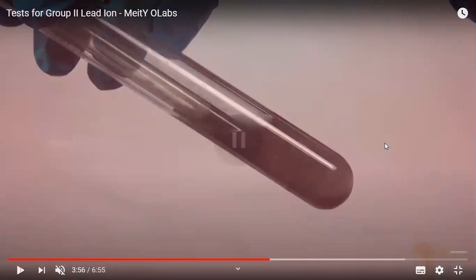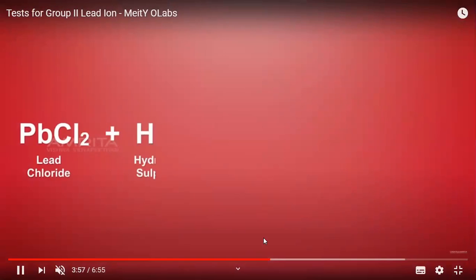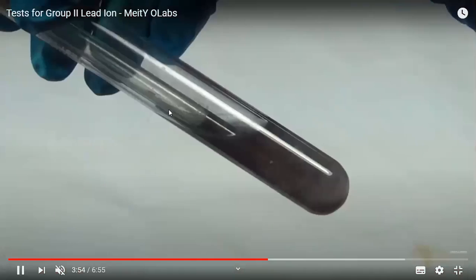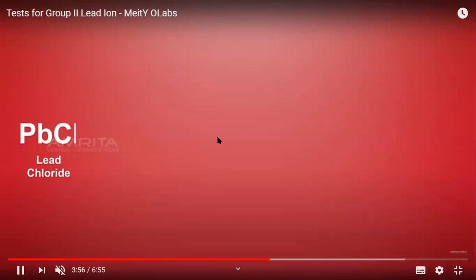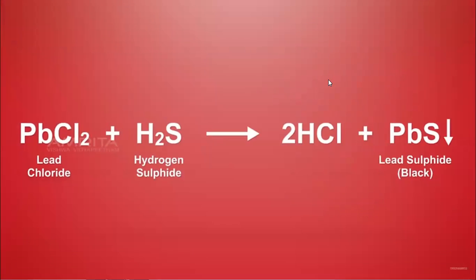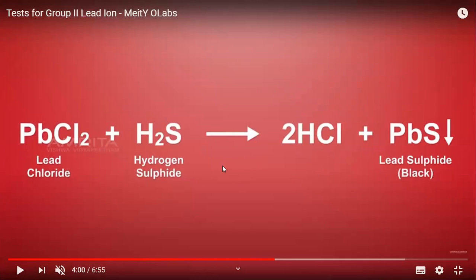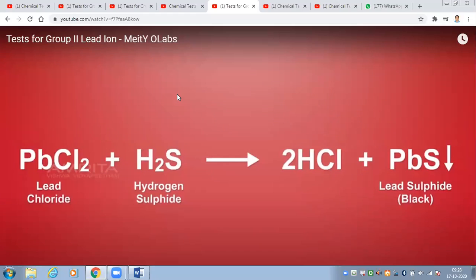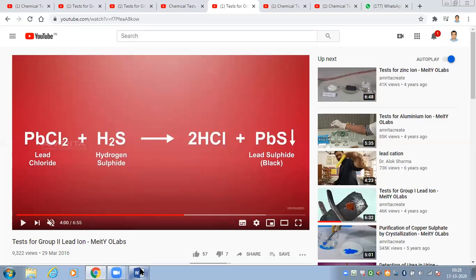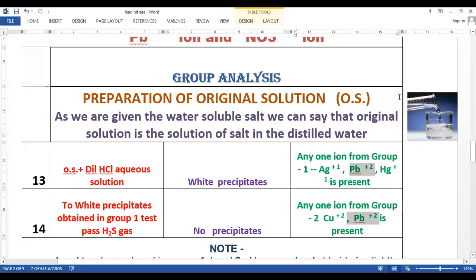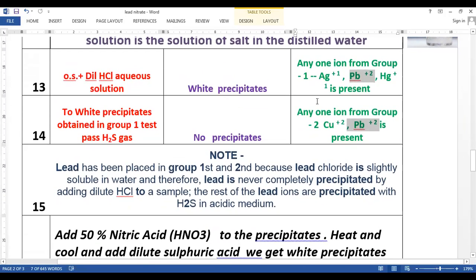See, we are passing H2S gas, and as H2S gas is passed, we get black precipitates. Look at this. Is it seen, my dear students? Yes, sir. So this is how, my dear students, the H2S gas is passed, and we get the black precipitates of PbS. So this is how we see the black precipitates produced. Now this black precipitate tells us that any one ion of group 2, Cu+2 or Pb+2, may be present.